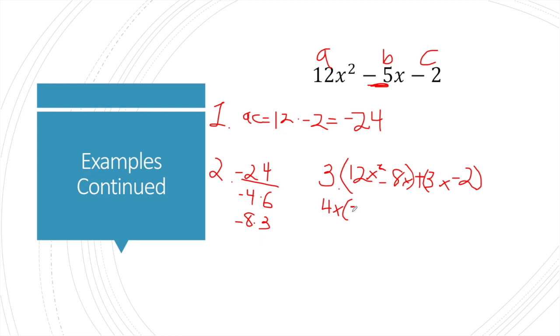That leaves me with 3x, because 4x times 3x gives me 12x squared, minus 2. Now I look at my second group. Okay, I have 3x and negative 2. Well, the greatest common factor of 3x and 2 is going to be a positive 1. Remember, I still have to pull out that term. I still need 1 times 3x minus 2.